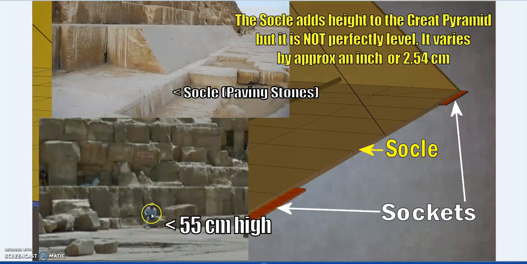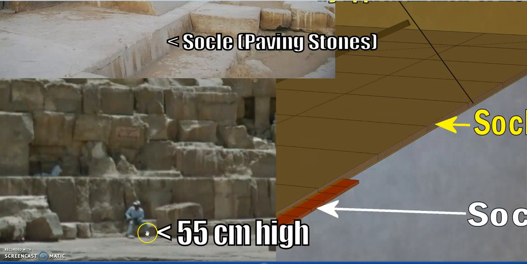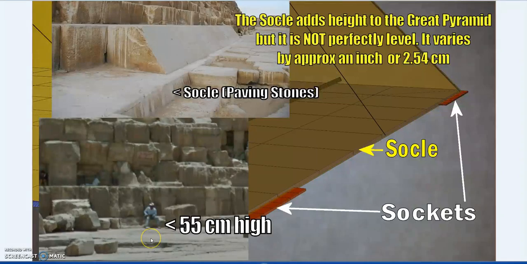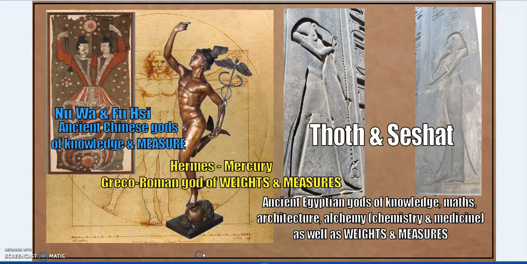But as a nice rounded off number, just to explain briefly, the socle is 55 centimeters high, and there you get an idea of this gentleman sitting on the socle. So you can see basically from your knee to the soles of your feet. So it is 55 centimeters. Now this is an important feature because this has to do with geometry, architecture, and weights and measures.